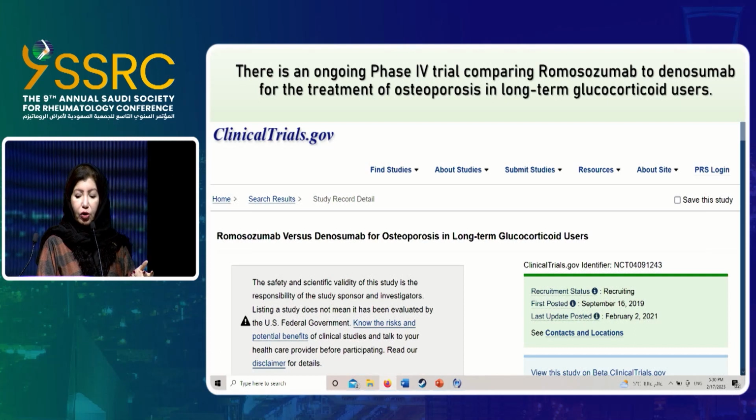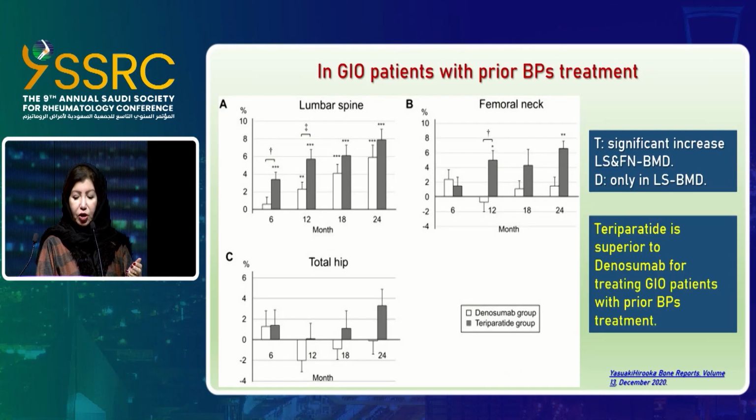Regarding romosozumab, there is only one ongoing phase 4 trial comparing Romo to Dino for the treatment of osteoporosis in long-term users. We don't have the results for that yet.